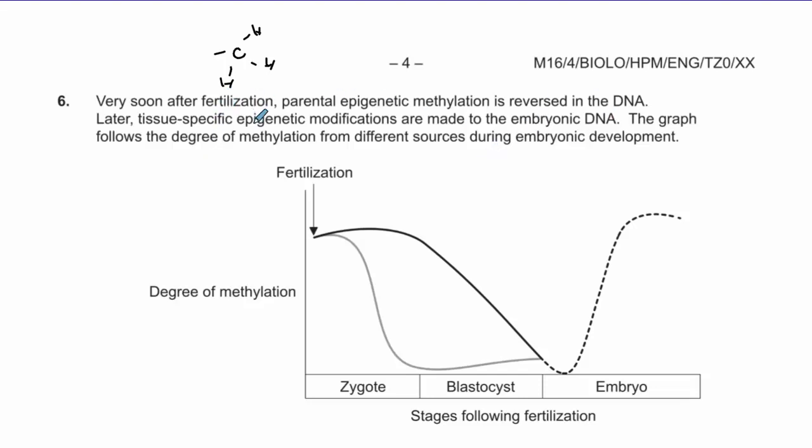But you see that after fertilization, the methylation that was present in the parents is removed, and then you don't get it back until you have embryonic DNA. And I think this is because the embryo starts making tissues, and methylation is tissue specific. So it makes no sense to have any arbitrary methylation in the blastocyst or something which doesn't have tissues yet. So this makes sense to me. But let's look at the question.